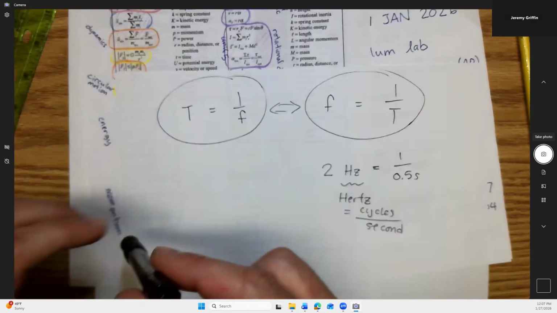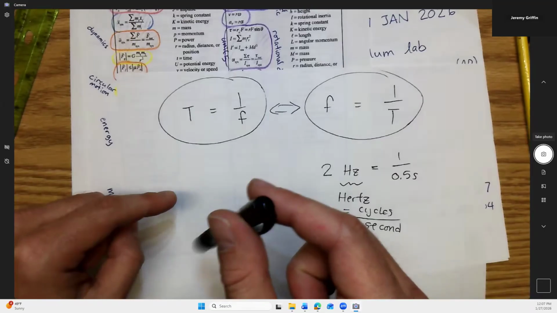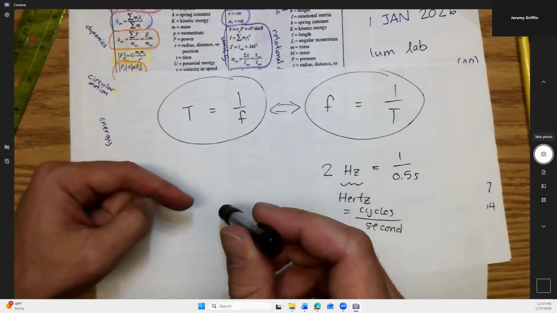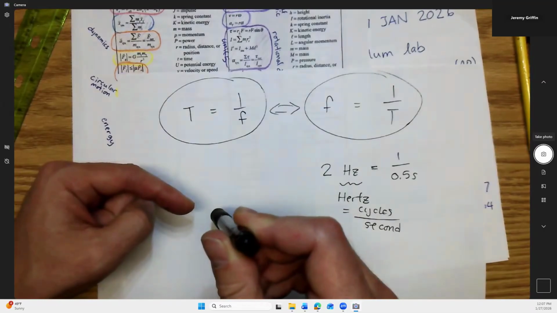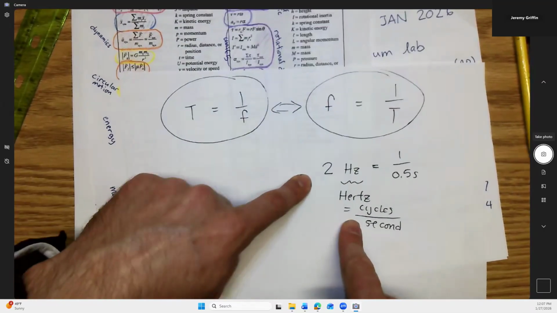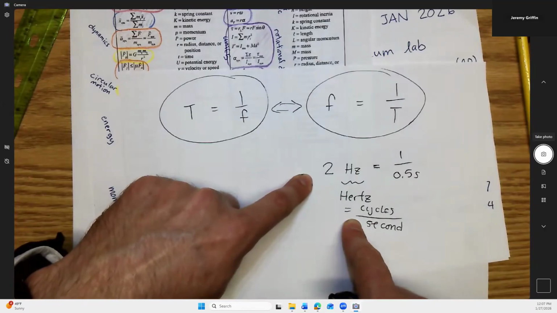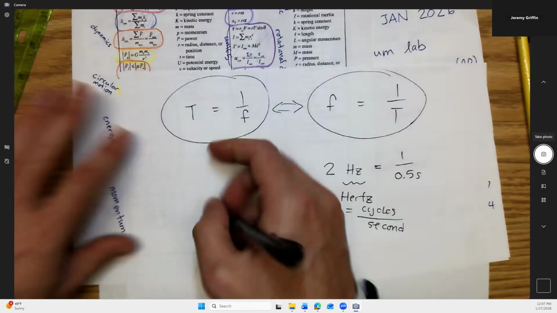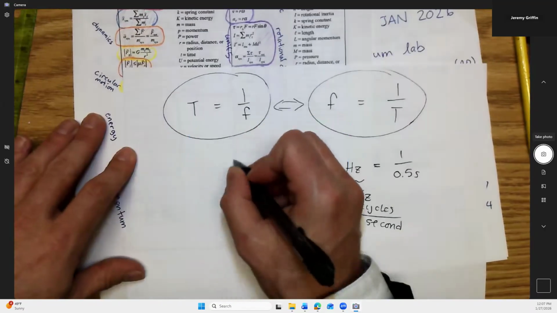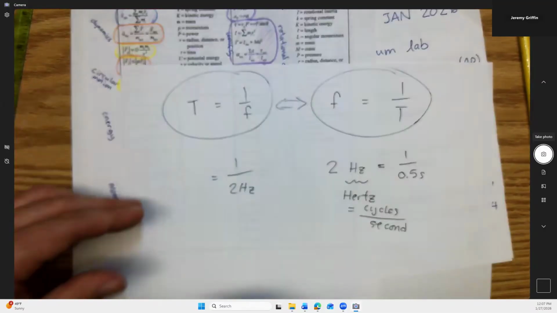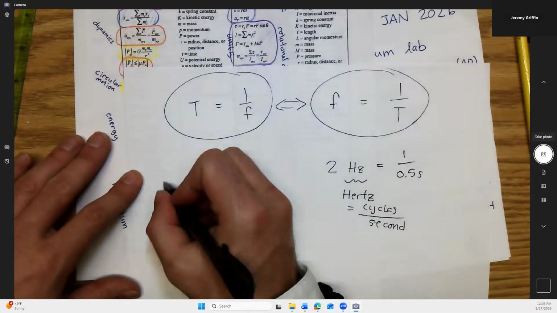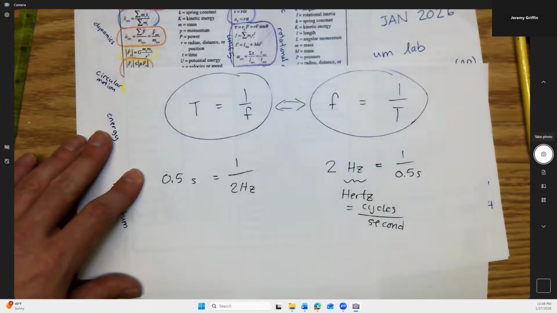Think about what that means for the example I just told you. If it takes half a second to cycle back and forth, then after another half a second, hasn't it cycled twice? Hence 2 cycles per second. You see that? And then vice versa. What if you had a frequency of 2 hertz? 1 over 2 hertz. I'd be telling you it takes how much time to cycle back and forth? Half a second.